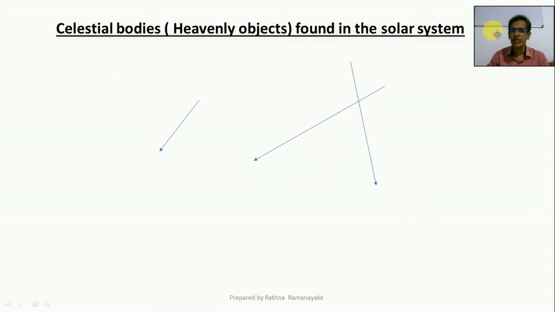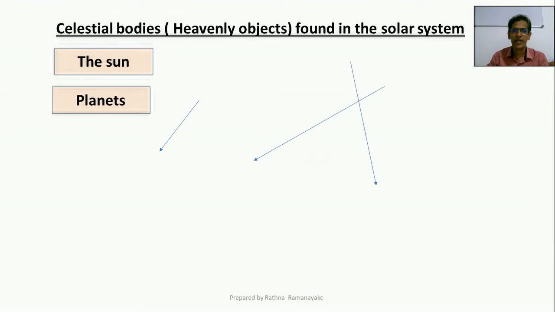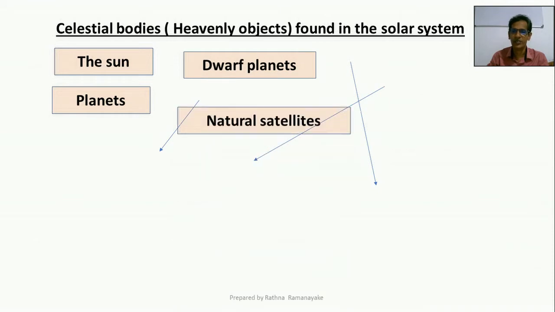Now let's pay attention to other heavenly objects found in the solar system. Other celestial bodies or heavenly objects in the solar system. Here, the Sun is the leader of the solar system. It is located in the center. There are planets. There are 8 planets in the solar system. In addition to them, there are dwarf planets.